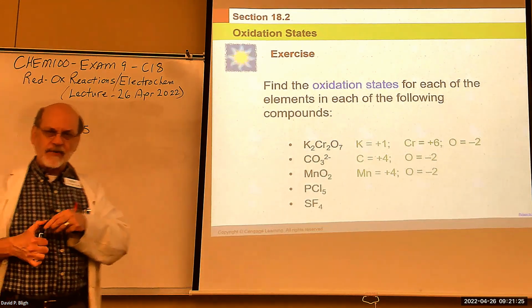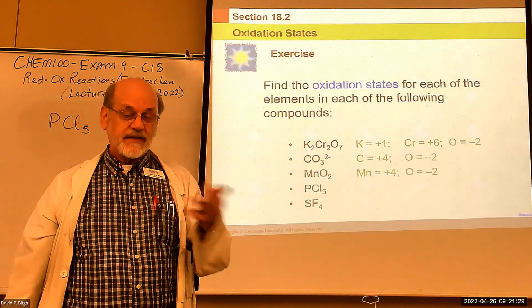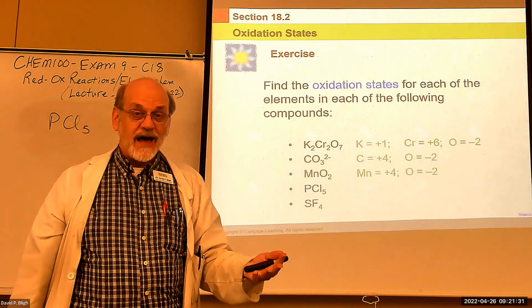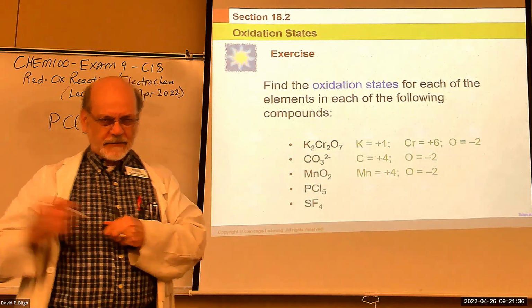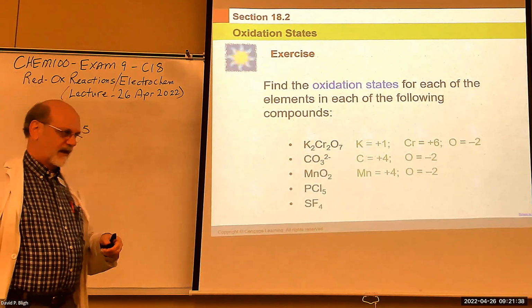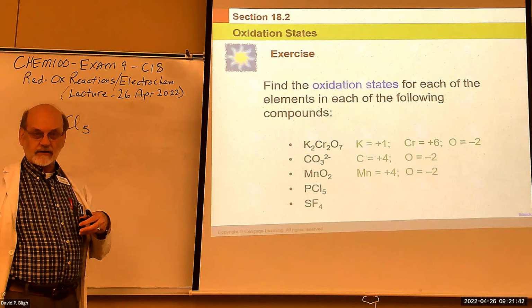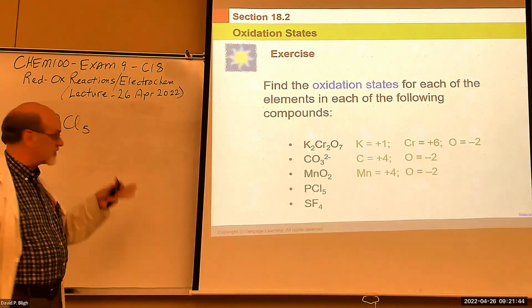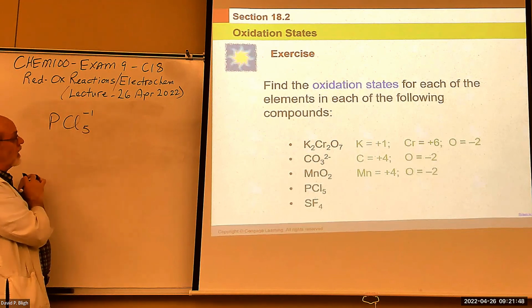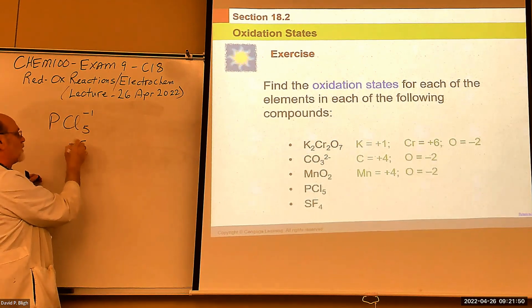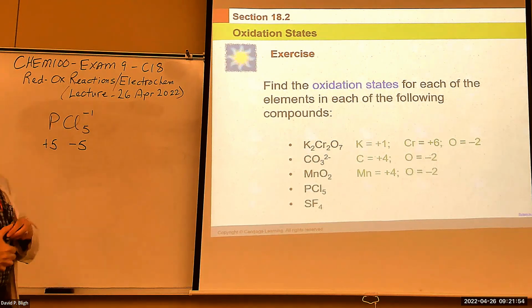And it's okay to do that because, after all, this is a bookkeeping scheme. We're not saying that chlorine is a -1 ion. We're just saying that its oxidation state is -1. And that's not splitting hairs. That's just practical. We've got to do that. Otherwise, we're stuck. So if we say chlorine is like fluorine with a -1, that means -5 for chlorine, +5 for phosphorus.